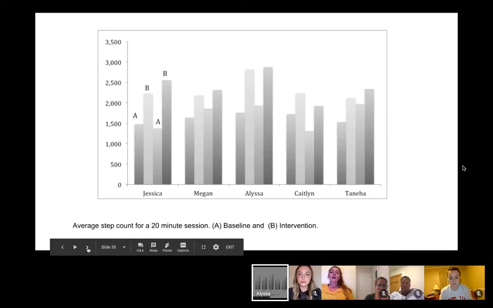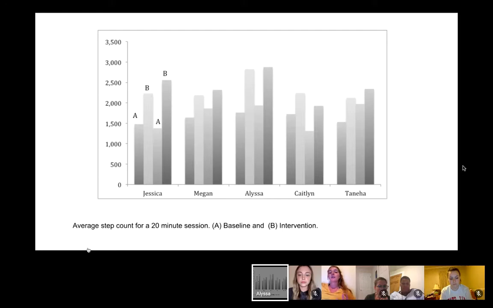This is a bar graph of our average count per participant. So A is baseline, B is intervention. And you can see the dramatic change between baseline and intervention per participant.